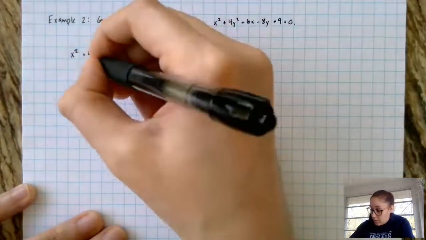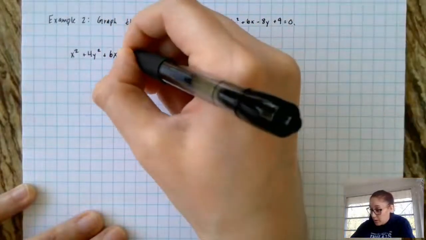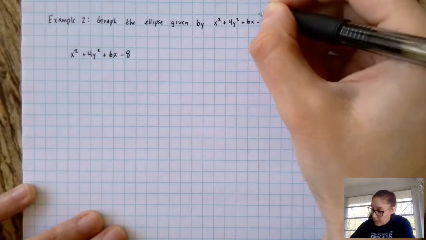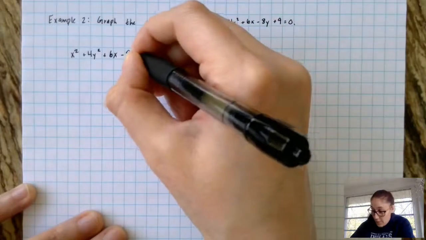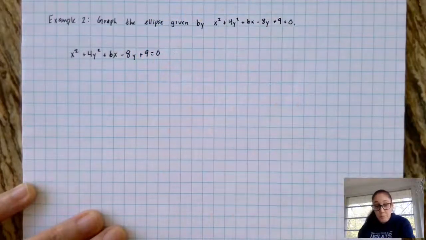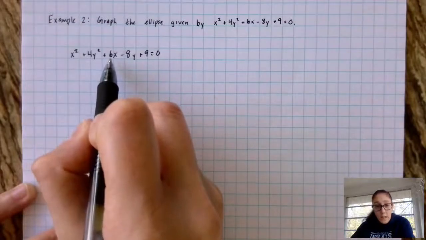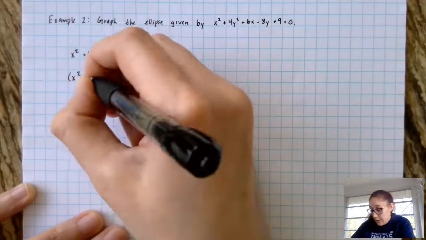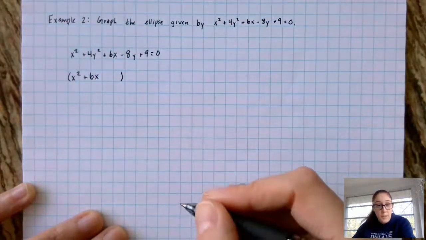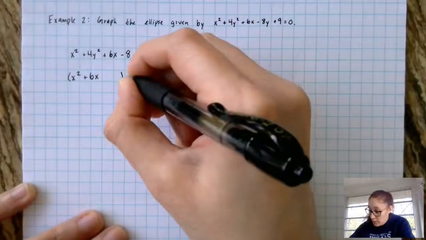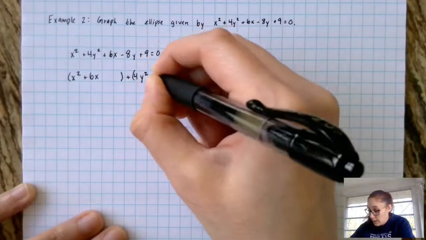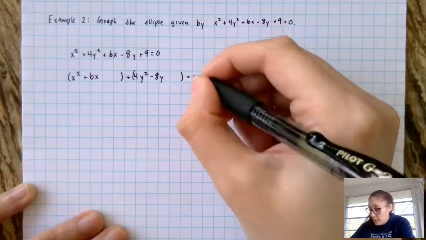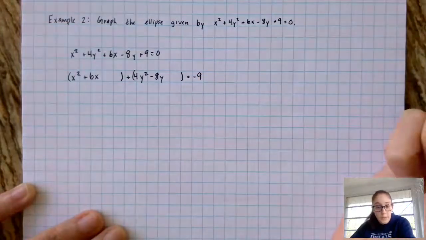All right. So I'm just rewriting my equation down here. So 8y plus 9 equals 0. So first thing I'm going to do is I want to group my x's. X squared plus 6x. I'm going to leave a space because I'm going to have to complete the square. And then I'm going to group the y's. I'm going to leave a space. And then the constant, that positive 9, I'm going to move it over to the right side. So it's going to be minus 9.